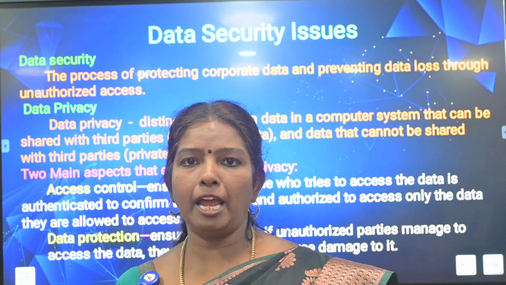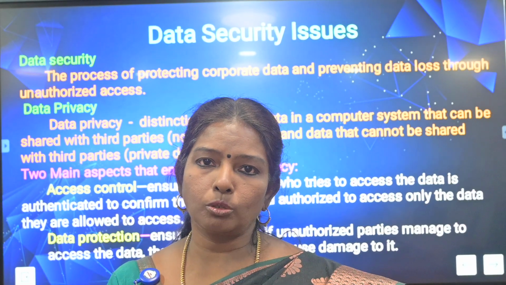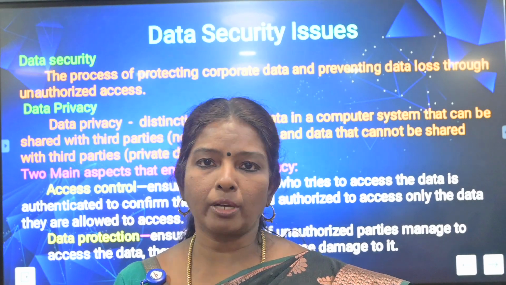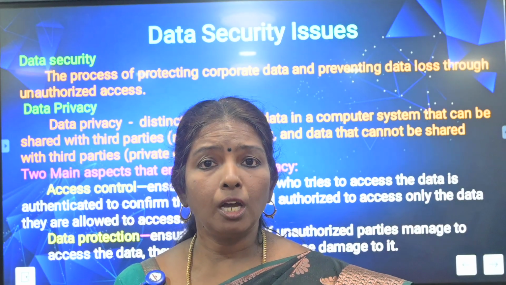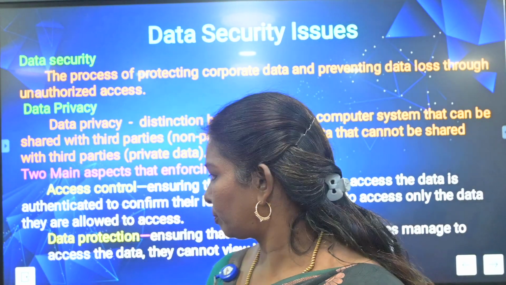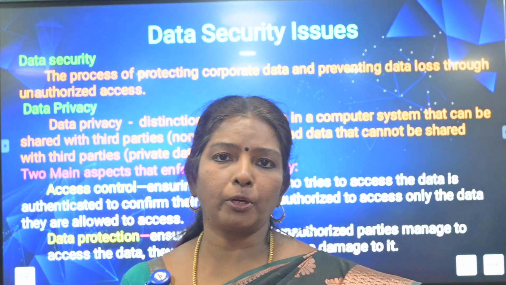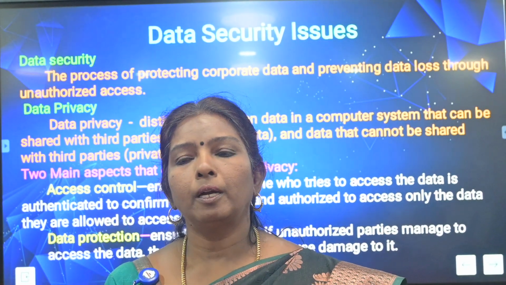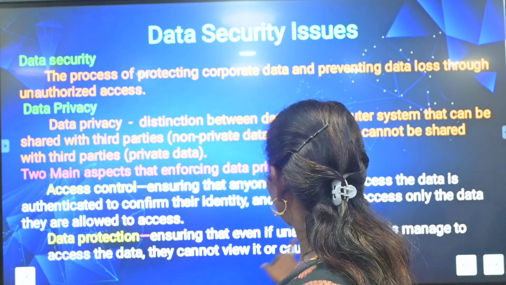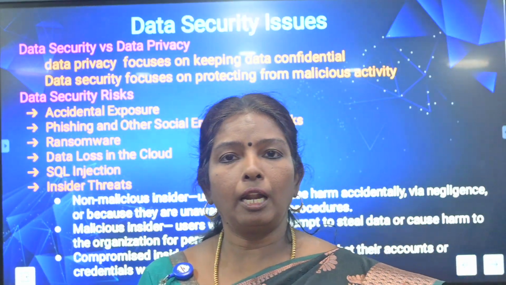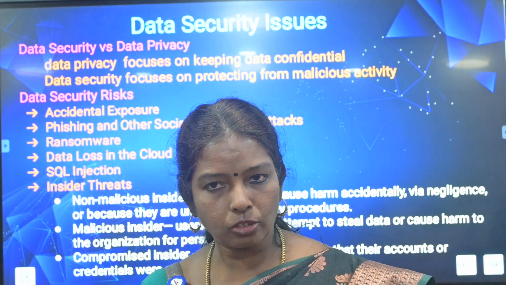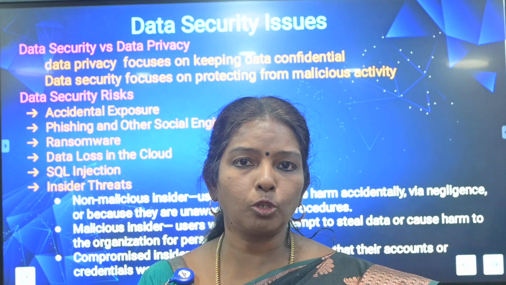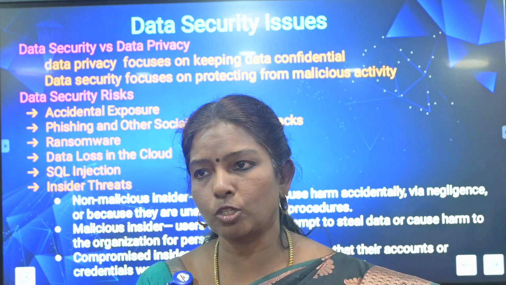Access control ensures the right person accesses the data and which portion to access, whether they are accessing only the authorized portion of data, for which they are allowed to access. And data protection means we are allowing only the right people to access the right data. In data protection, even if an unauthorized user tries to access the data, they should not be able to view it or cause damage to that data.